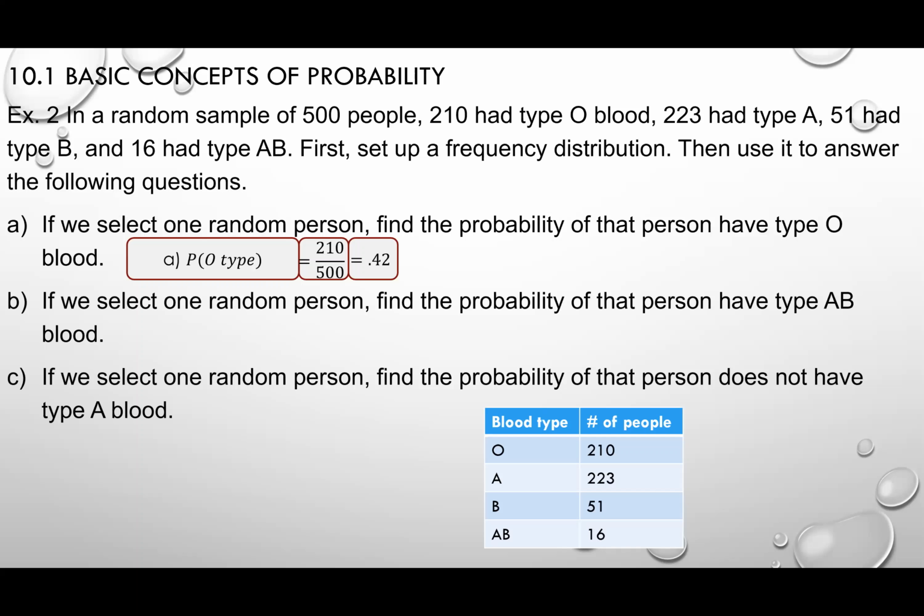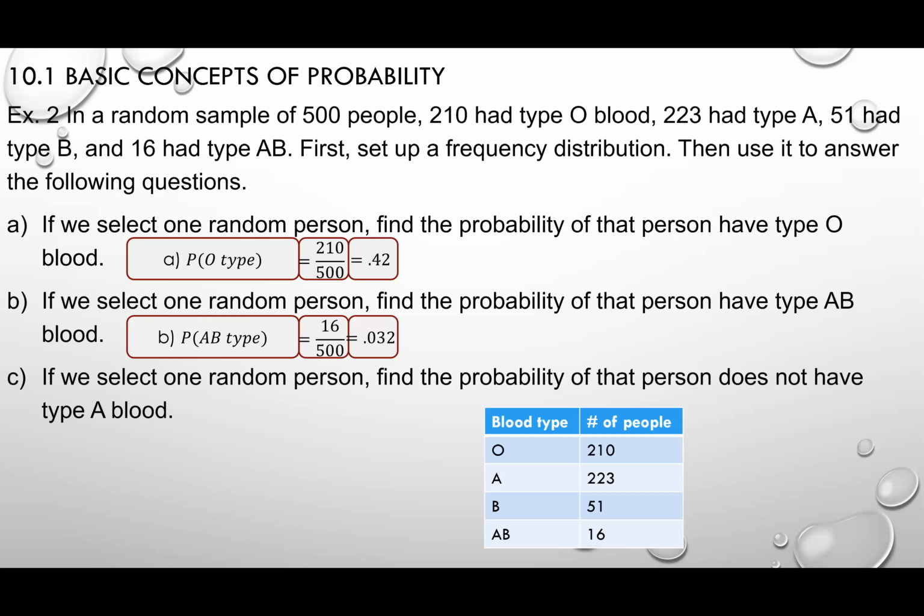So if we select one random person, find the probability of that person having type AB. AB together, not A or B, okay? Type AB blood. Again, how many people have type AB? In this case it is 16 out of the total. Again, what am I looking for? I'm looking for the AB type, not the A type or the B type. It's A, B together. And again, the AB, I have 16, divided by 500 gives me 0.032.